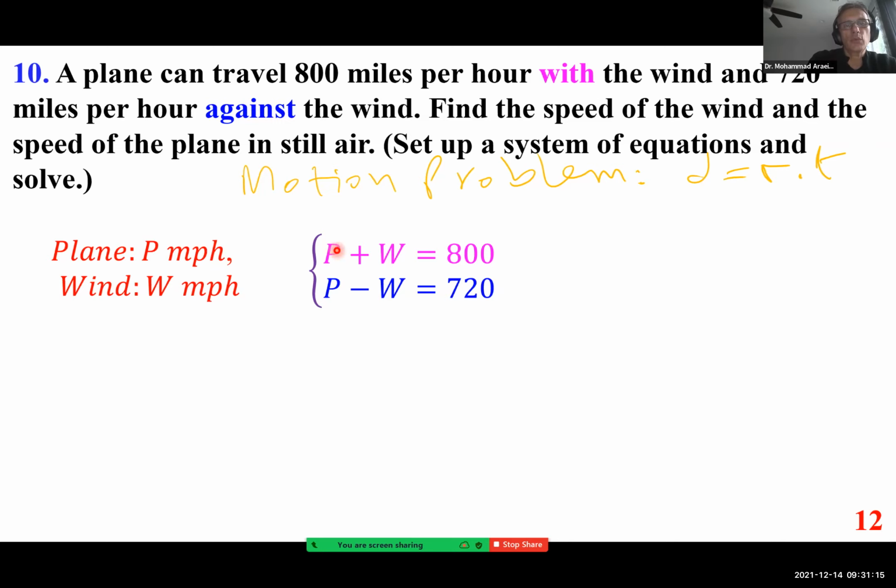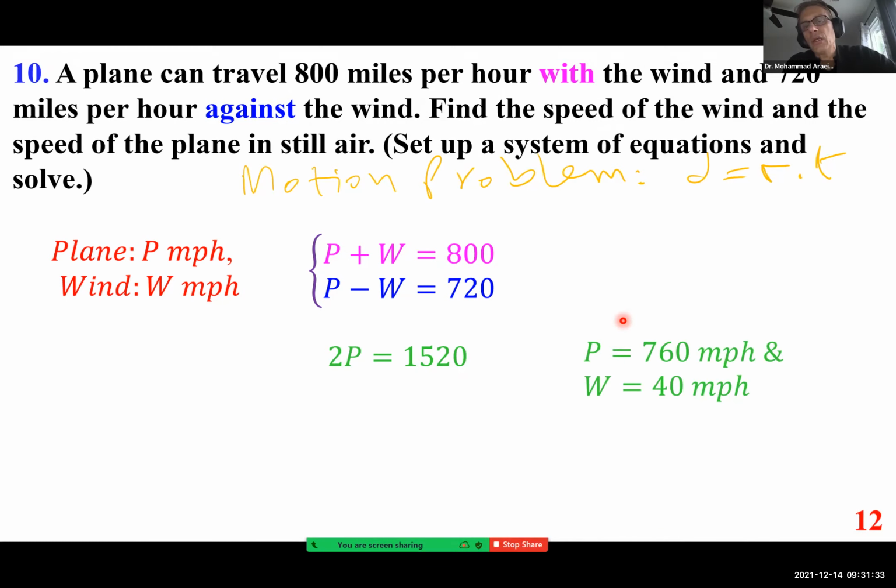These two cancel each other. We get 2P, and then these two give us 1520. If you divide by 2, P becomes 760 miles per hour. Put it in any of those equations to find the wind of 40 miles per hour. And again, if you use the first one, then check it with the second equation. As you can see, it works. It's really simple.